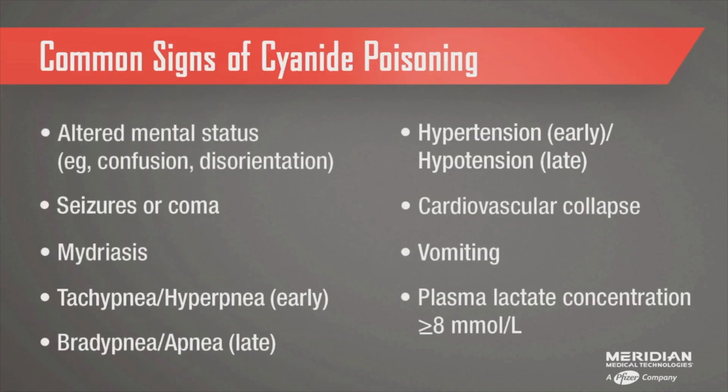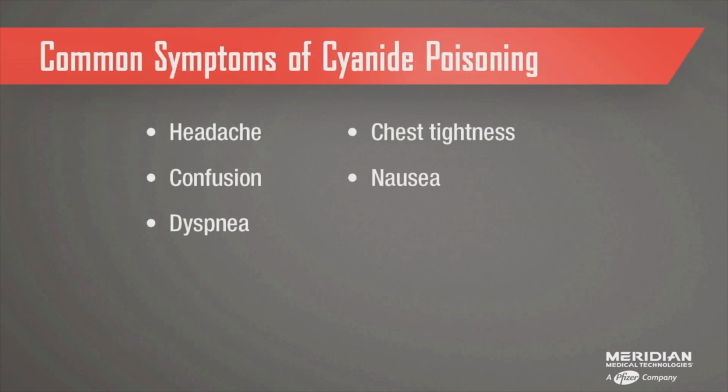Currently, there is no widely available rapid confirmatory cyanide blood test. So treatment decisions must be made on the basis of clinical history as well as the signs and symptoms of cyanide poisoning. Some common signs to look for include disorientation, mydriasis, and vomiting. Common symptoms of cyanide poisoning can include headache, dyspnea, and chest tightness.